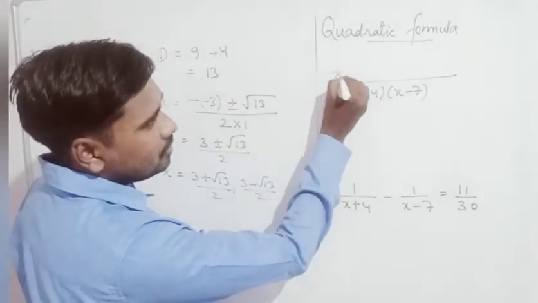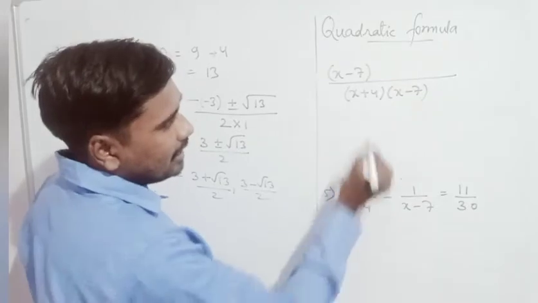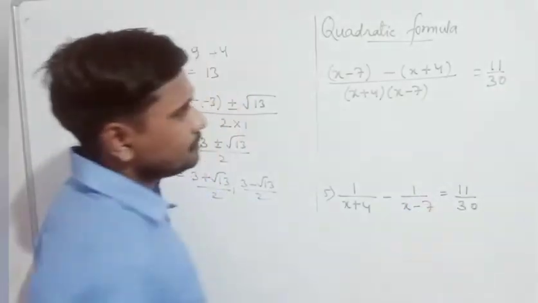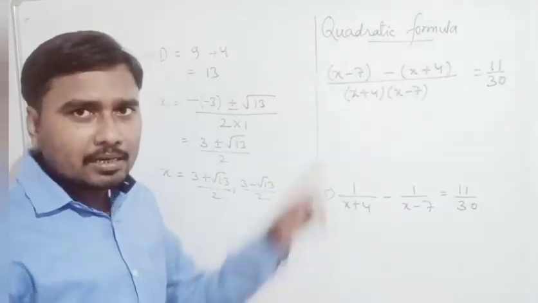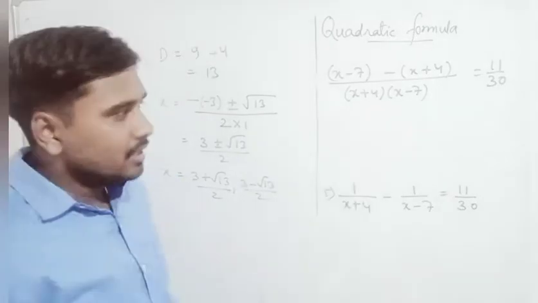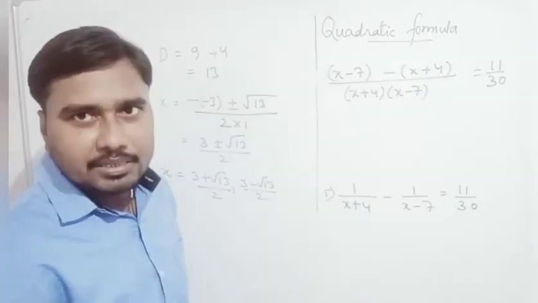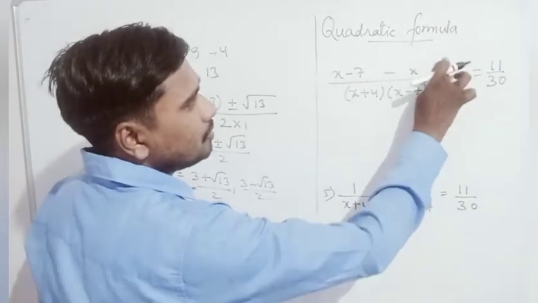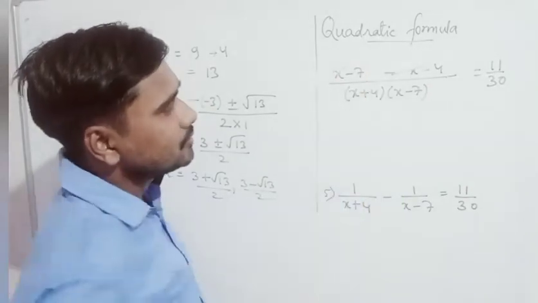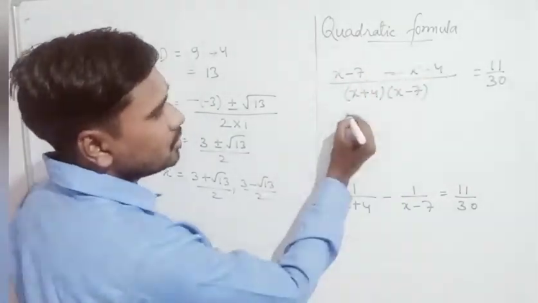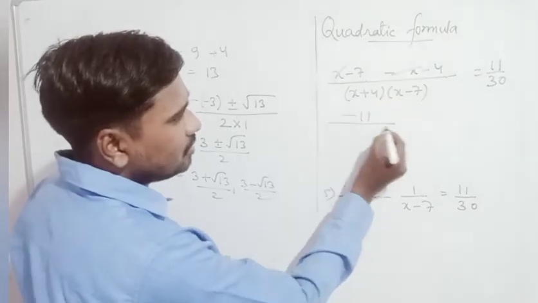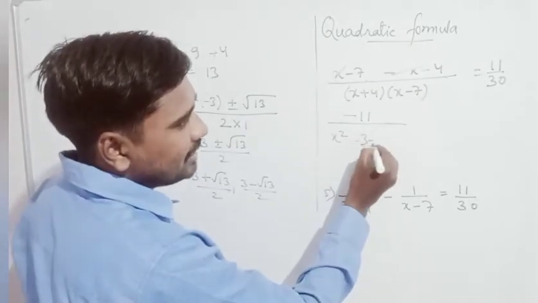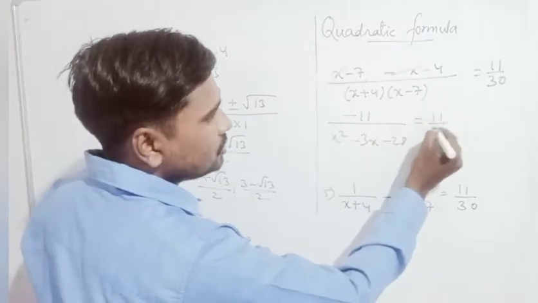And on the upper side it will be x minus 7 and minus x plus 4, and here as it is. Okay, there will be a bracket. If you do not put the bracket, the answer will be wrong. Here there will be a bracket because the minus sign is there. Now when you open the bracket, the sign will change and this will become minus. Now x is cancelled. So what is left? Minus 7 minus 4, so minus 11 by, multiplying the denominator part, that is x square minus 7x plus 4x, means minus 3x minus 28, is equal to 11 by 30.